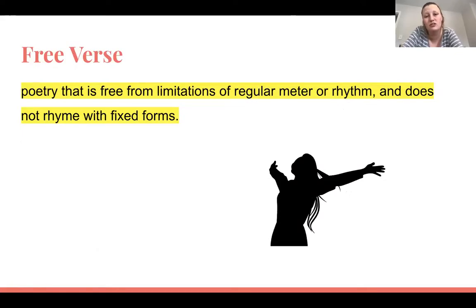Okay, the definition of free verse poetry is poetry that is free from the limitations of regular meter or rhythm. So it doesn't have that bop, bop, bop, bop, like a couplet would or like a villanelle would, and does not rhyme with fixed form. So in a couplet, each 2 lines have to rhyme with each other. A villanelle is A, B, A, B. Free verse doesn't have that limitation. You can rhyme if you want to, doesn't have to, okay?